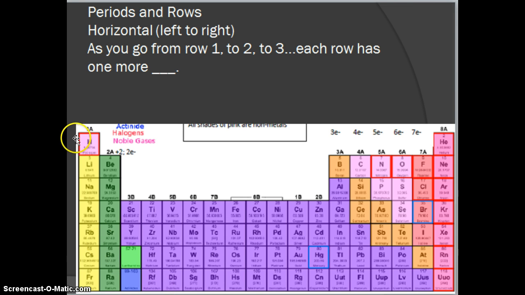Now, as you go from row 1 to row 2 to row 3 to row 4, as you go down, each one of these has one more what? Think of the Bohr diagrams when you draw them out. They each have one more orbital. So row 1 has 1 total orbital. Row 2 has 2 total orbitals. Row 3 has 3 total orbitals or shells when you draw them for Bohr diagrams.